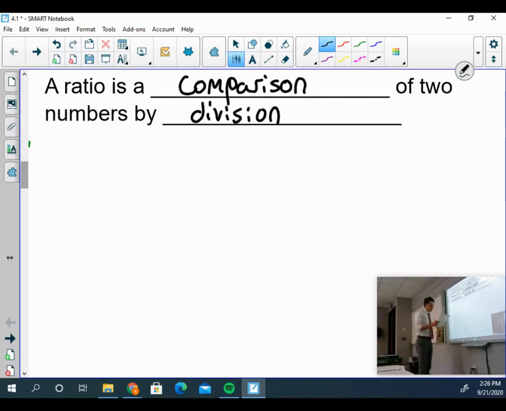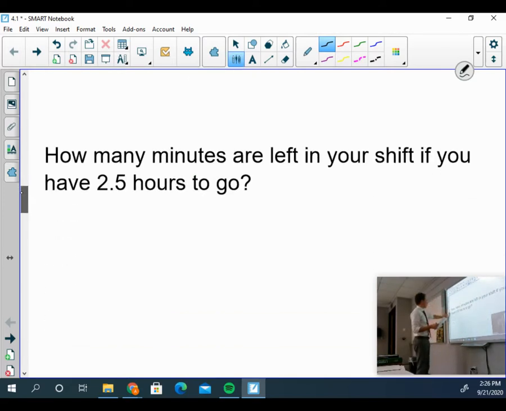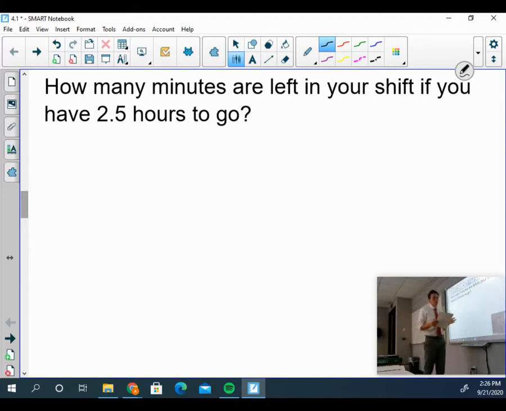Okay, so let's look at a couple more examples. And what's interesting about this is it's actually very applicable to science. A lot of times in science, we start in certain units and we want to transition to other units, and you do it by multiplying ratios. So let's think through an example. How many minutes are left in your shift if you have 2.5 hours to go? If any of you have jobs or have started working yet, I'm sure this might be something you do. How many minutes are left in your shift if you have 2.5 hours to go?